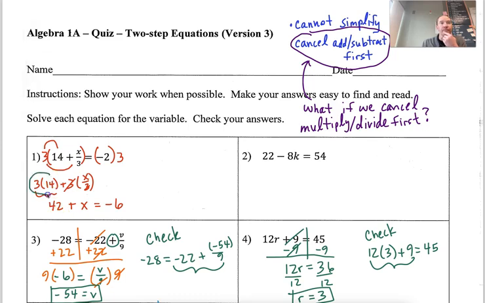And I go, that's why I don't recommend canceling multiplication and division first, because you're probably going to forget that. But if you do the check step, guess what? If you do the check step, you should discover that you have a mistake somewhere.